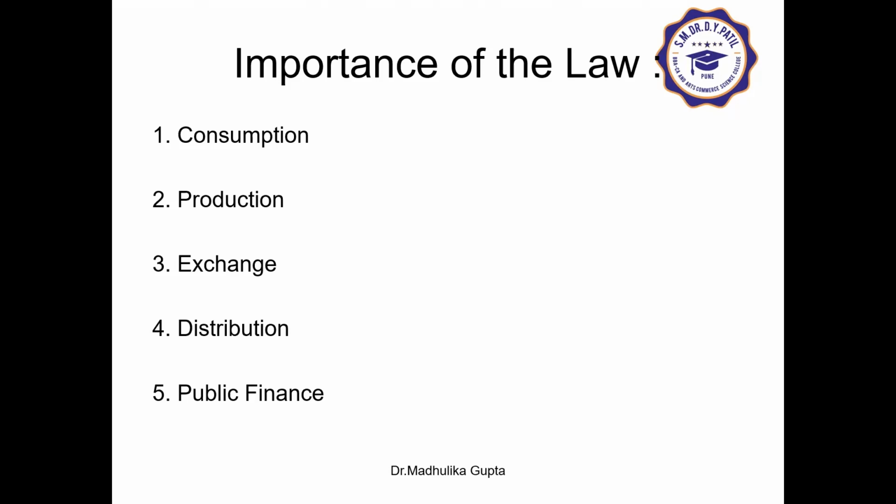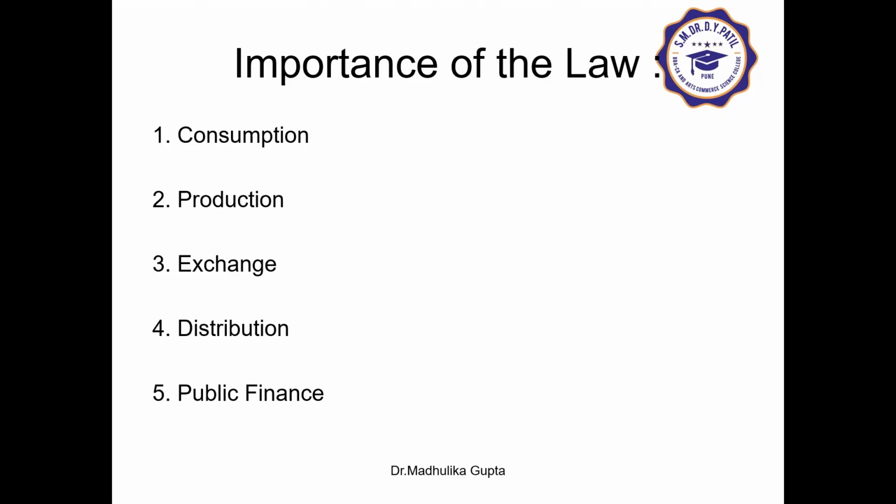Distribution refers to the distribution of national income among the factors of production, that is land, labor, capital, etc. Distribution is done in such a way that in the long run, every factor gets its share out of national income according to its marginal productivity. So this concept is important in national income as well.